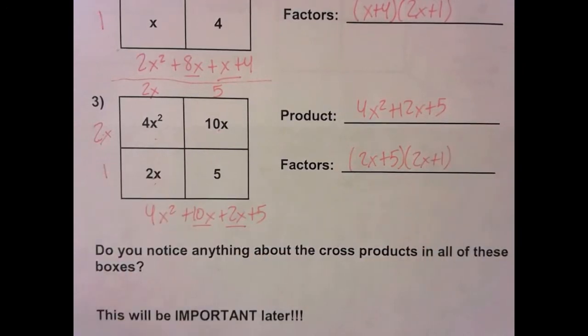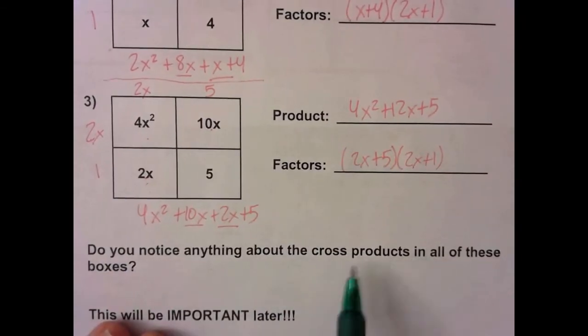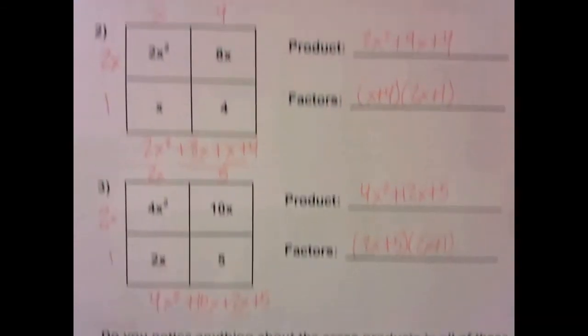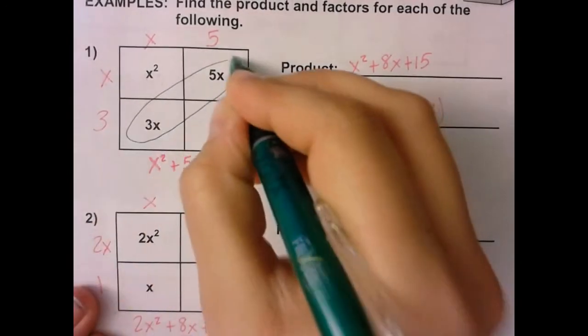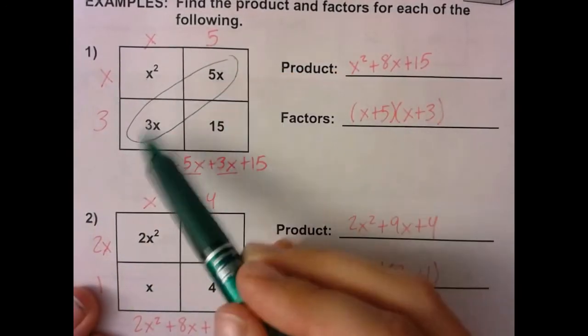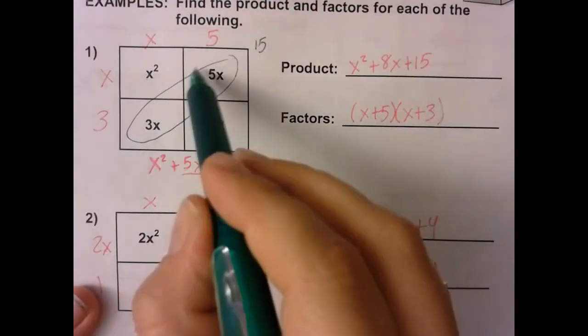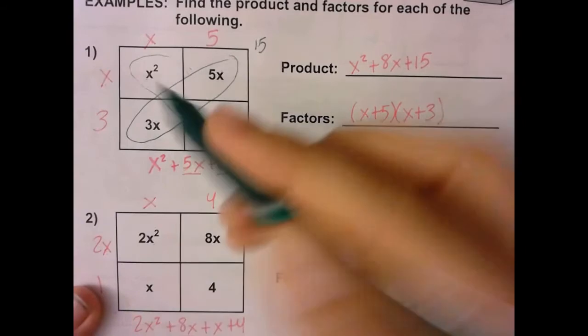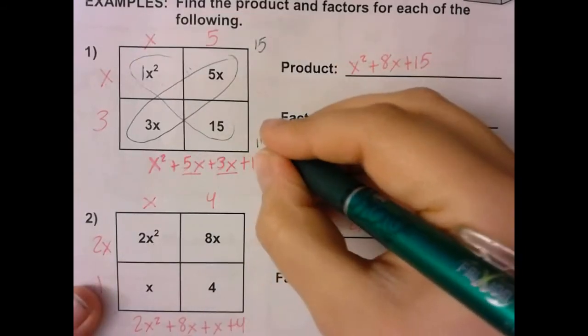Now, cool thing we want to point out, we have this question, do you notice anything about the cross products in all of these boxes? So this is what we mean by cross products. I'm going to go back to the top. Cross products meaning right here. So just look at your coefficients, 3 and 5. 3 times 5, that's 15. Let's look at our coefficients here. Remember, there's a 1 hiding here. Well, 1 times 15 is 15.